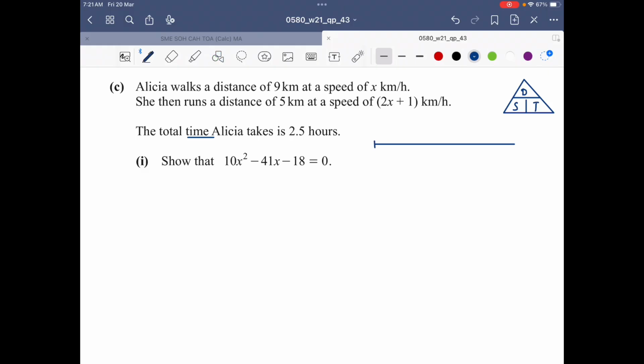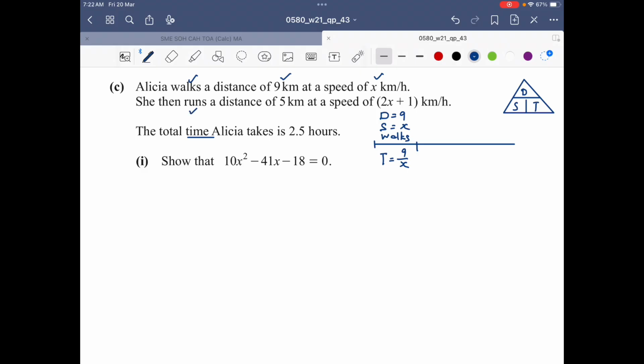Okay, so for the first part, she walks. This is where she walks, right? She walks as a distance. So the distance is 9 and the speed is x. So how do we find the time? Distance over speed to get the time. Hence 9 over x.